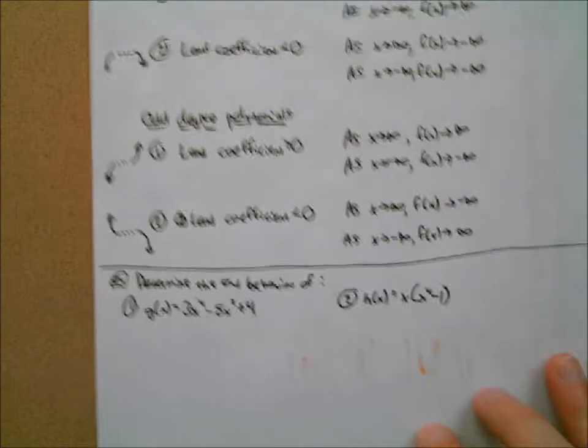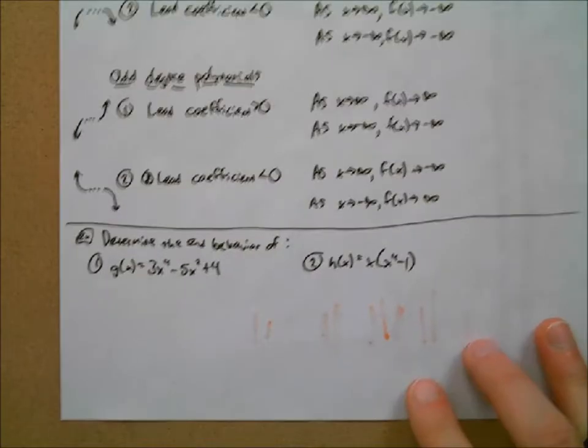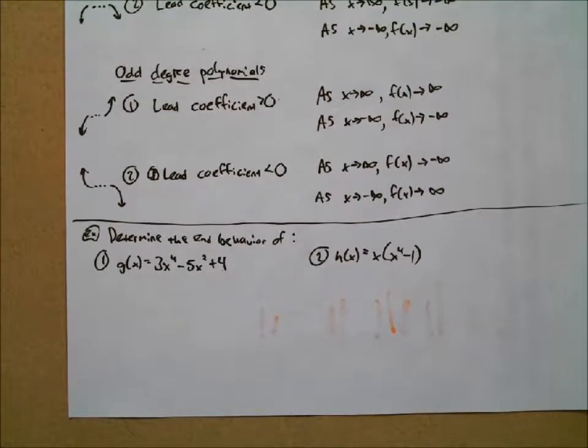Okay, so there are 2 examples. I'll let you guys catch up with the writing. g of x is 3x to the 4th minus 5x squared plus 4, and h of x is x times the quantity x to the 4th minus 1.